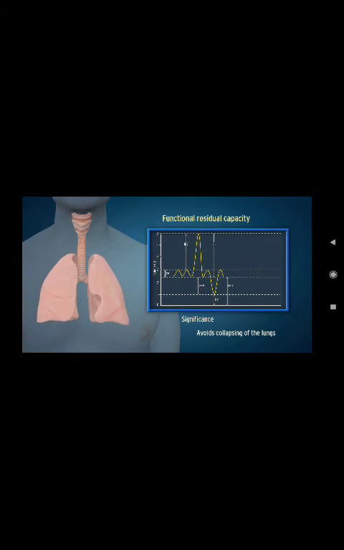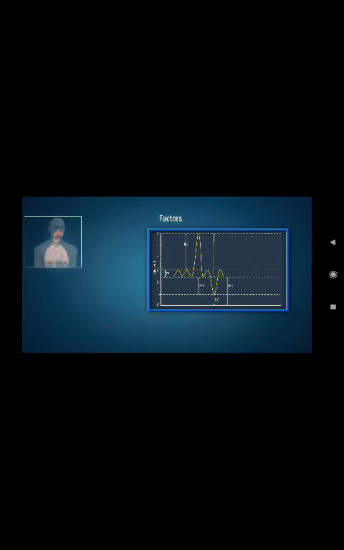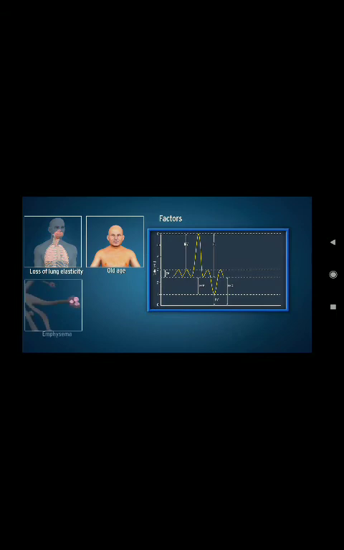FRC avoids total collapsing of the lungs and hence reduces the load on respiratory mechanism and left ventricles of the heart. Factors affecting FRC: loss of lung elasticity, old age, emphysema, bronchial asthma, increases FRC.